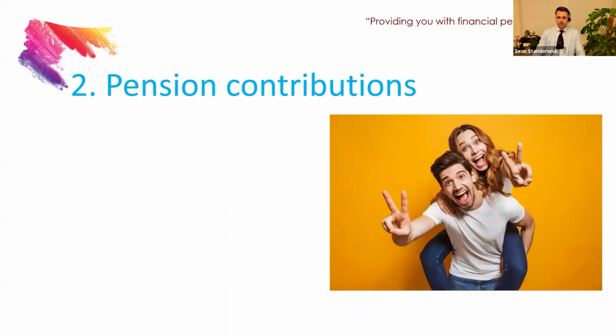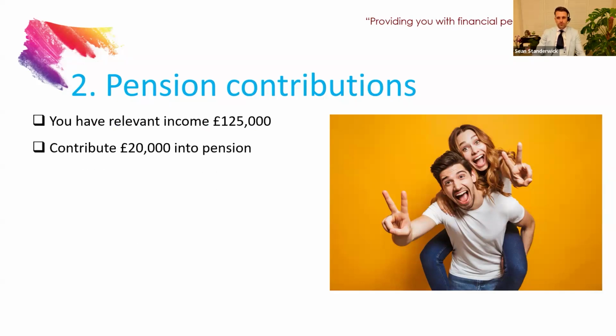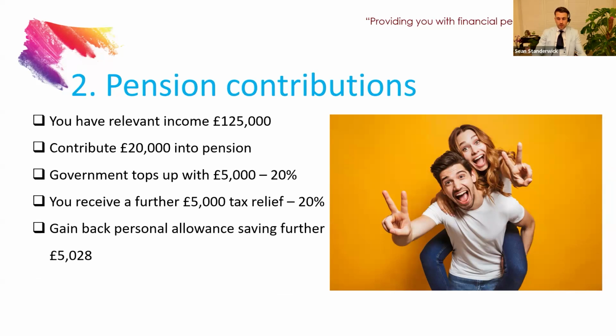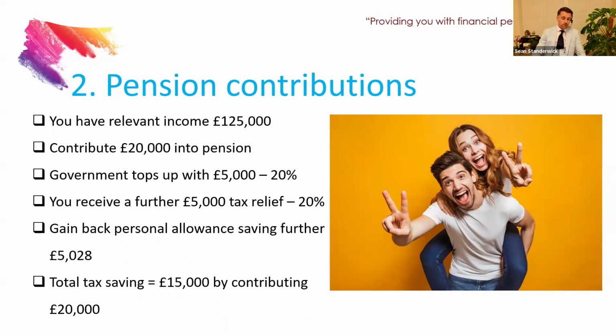So just to talk you through an example and to put some numbers on the screen, hopefully it will bring it home a bit more. If you have a relevant income of 125,000 and you contribute from your bank account personally £20,000 into a pension, the government will top up with £5,000. So that's the 20%. Now, in this example we're a higher rate taxpayer, so you can reclaim that further 5,000, that further 20%. And you also, in this scenario, because they've lost their personal allowance, gain back the personal allowance, which is just over £5,000, and the total tax saving therefore is £15,000 by contributing 20,000 from your bank account. So this is what I'm talking about when I say something exciting. To me, that sounds like a really, really good deal. And, you know, it's a government giveaway, really, that shouldn't be ignored.